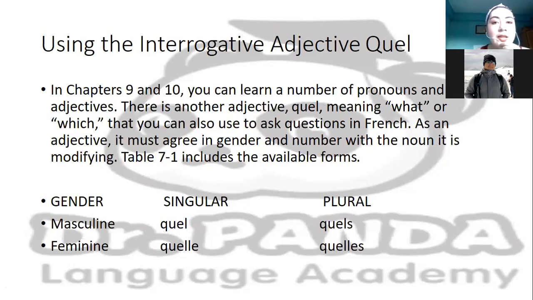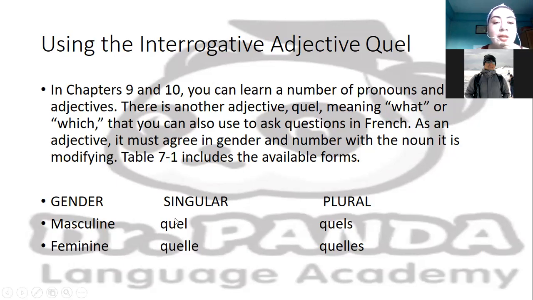Okay, and then using the interrogative adjective quel. In chapters 9 and 10, you can learn a number of pronouns and adjectives. There's another adjective quel, meaning what or which, that you can use also to ask questions in French. As an adjective, it must agree in gender and in number with the noun it is modifying.